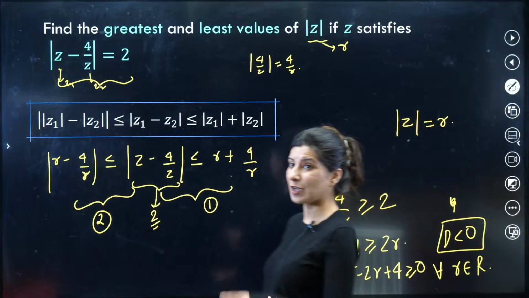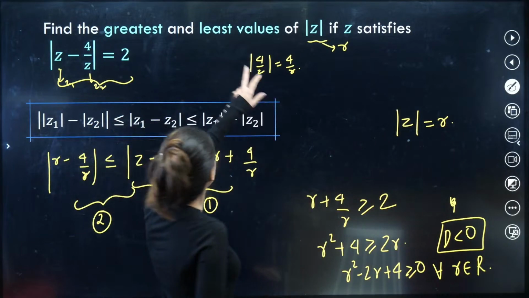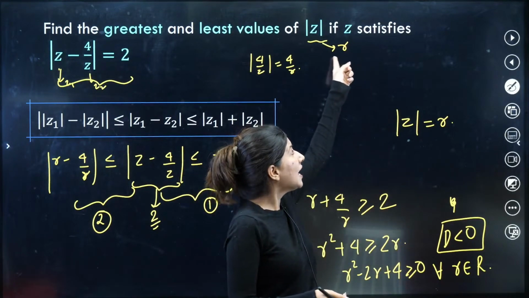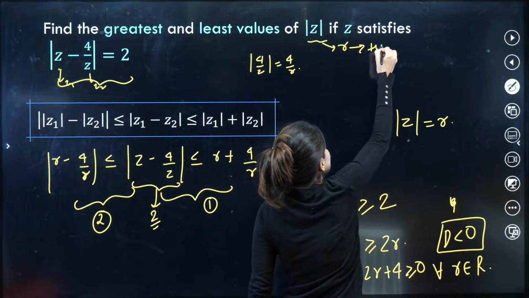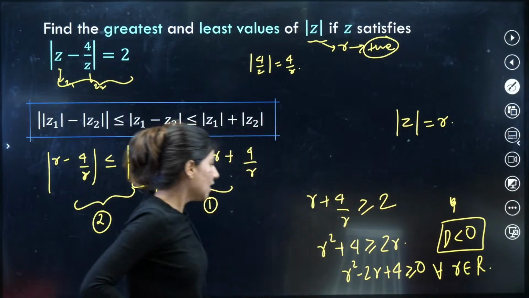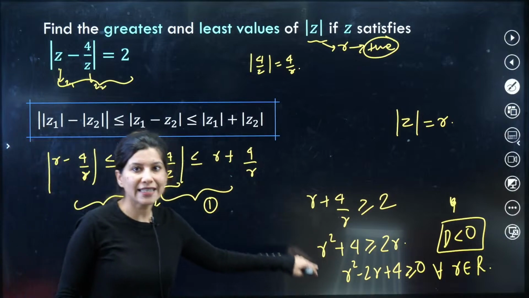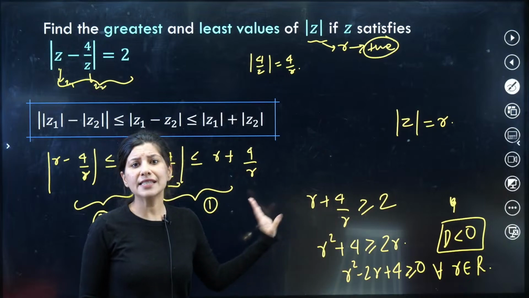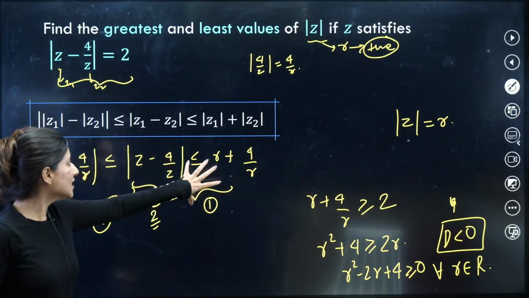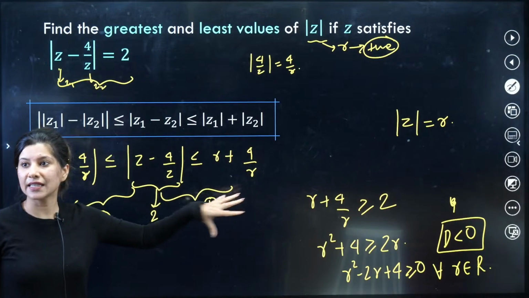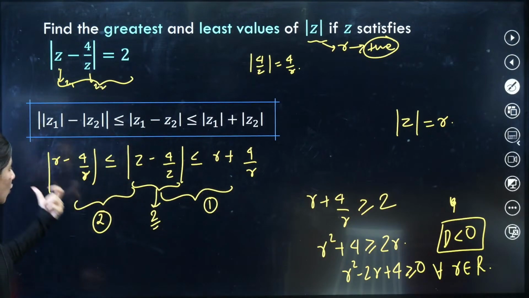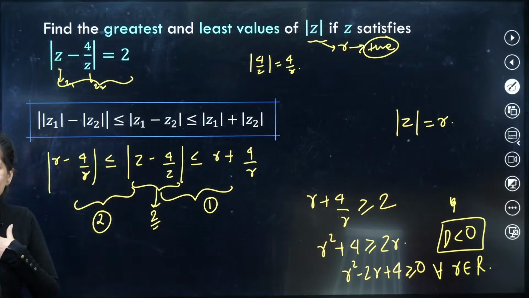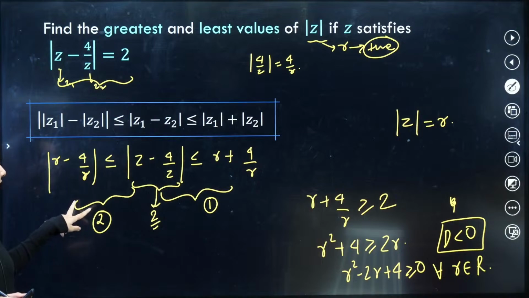But here is a catch. Please understand, if I am talking about the greatest and least value of mod z, I am looking for r, which is always positive. R cannot be negative. So from here I am not actually getting anything. No matter what value of r you put, this inequality will be true. So this first inequality is actually not giving me anything. It is giving me all values of r. Now the whole responsibility of giving me the answer is on the second inequality.